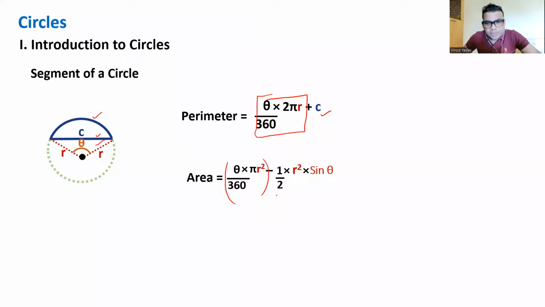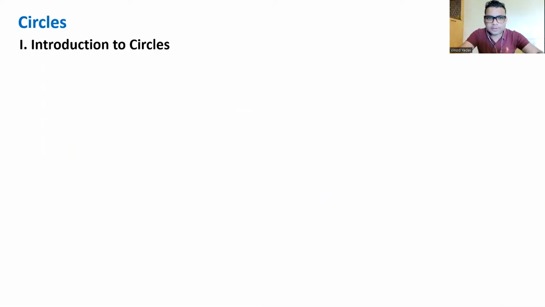So I hope you remember that area of the triangle formula in which two sides are involved and the angle between them is known. So half AB sine theta, A and B both are R. So this is how we can find the area of this segment of the circle. Okay, comfortable till here? All right.